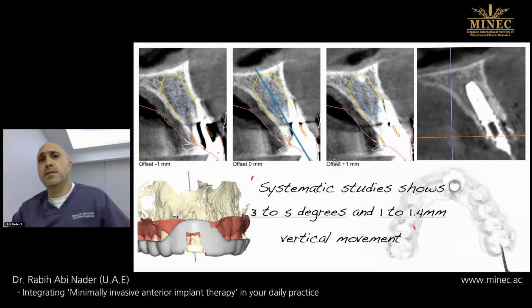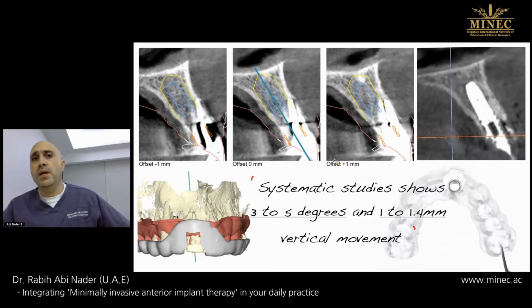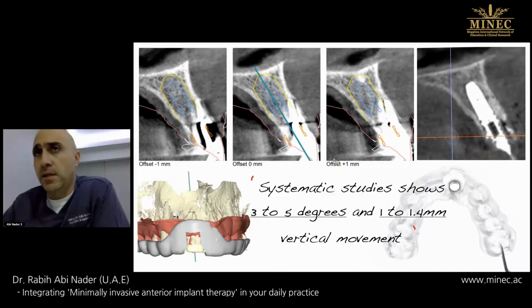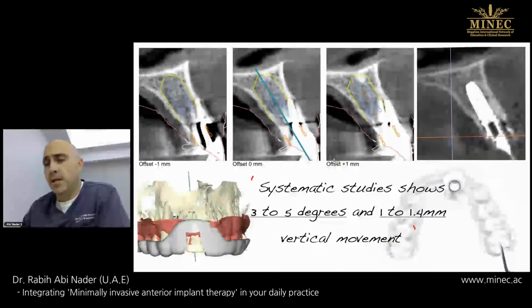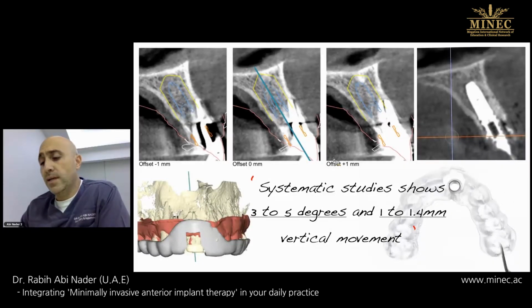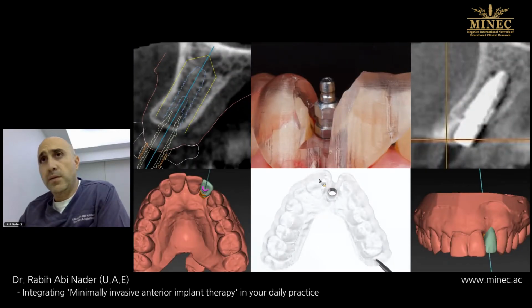And systematic studies show that we have 3 to 5 degrees of angular deviation and 1 to 1.4 millimeter of vertical movement. And in my opinion, this is very acceptable. And in these single cases, when you are placing the implant, you can always remove your guide, check the depth, and push the implant a little bit deeper if you wish, depending on the situation. But still, it's a great help. And this is the same case, how we started and how we ended, on the day of the connection of the final restoration. You can see the planning and the execution.